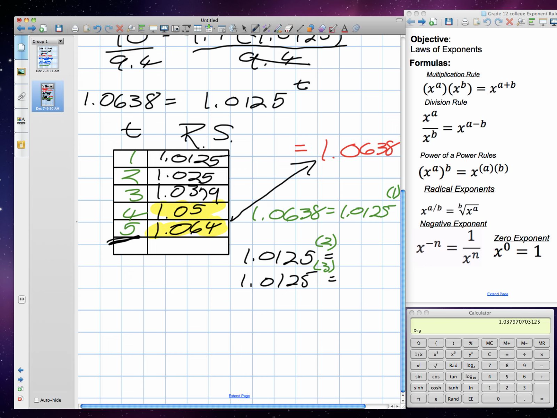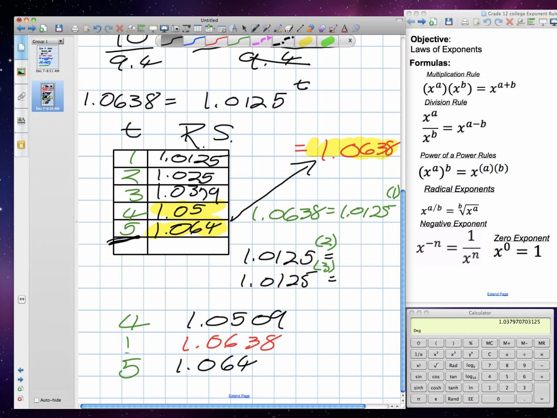Now remember, we were just looking for that value because we needed it to be equal to this. What we found was in the year 4, our number was 1.05, it's technically 0.9. The value we were looking for was 1.0638. And then in year 5, we reached a population of 1.064. Okay? So in other words, we technically reached our 10 million mark between those 2 years. Years 4 and 5 is when we reached it.